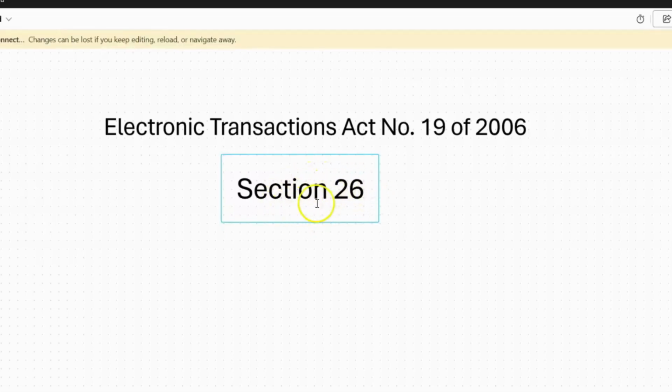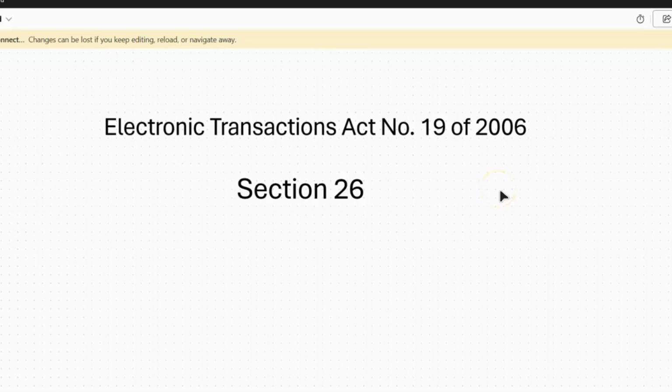The next one, Section 26, it includes important definitions. First one, data message. Data message means information sent or stored electronically. What are the examples? Email, SMS, WhatsApp messages, likewise.